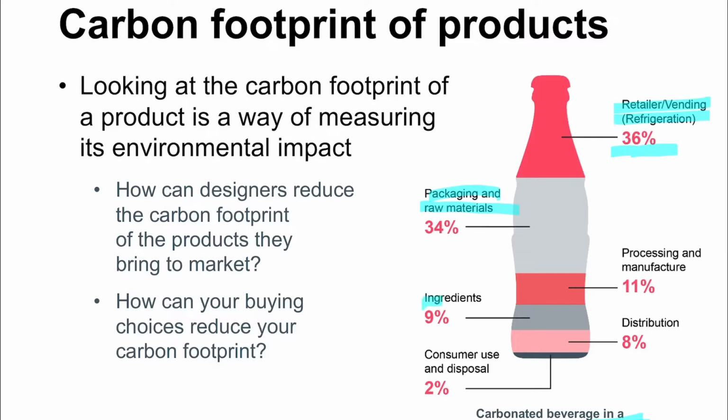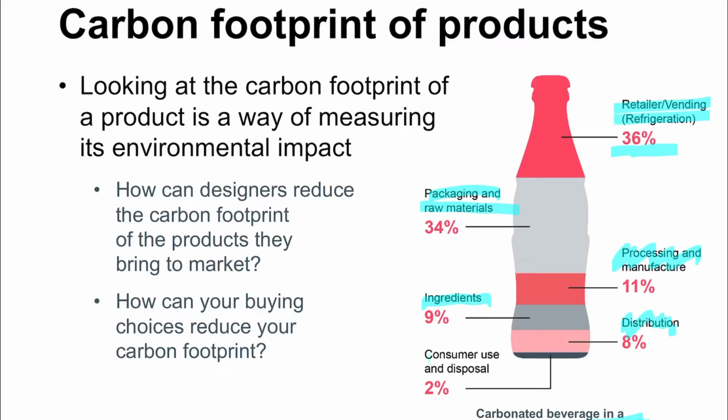The ingredients and actual farm side, 9%. Processing and manufacture, 11%. Distribution, this product is potentially sold worldwide. Think about Coca-Cola. Think about the carbon footprint of that product and where it comes from and its distribution globally. Many other products suffer from this global distribution issue as well.